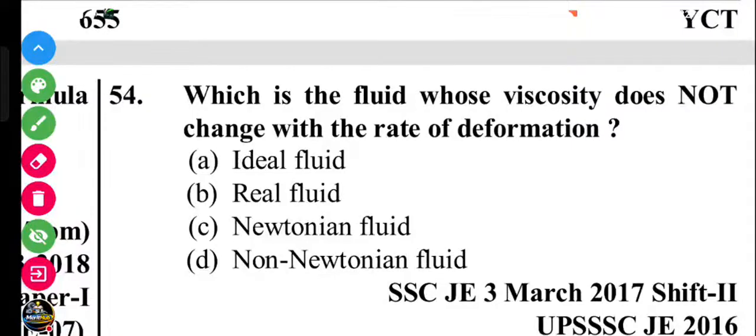Next question. Which is the fluid whose viscosity does not change with the rate of deformation? A. Ideal fluid. B. Real fluid. C. Newtonian fluid. D. Non-Newtonian fluid. Please answer in the chat box. Viscosity does not change with the rate of deformation.